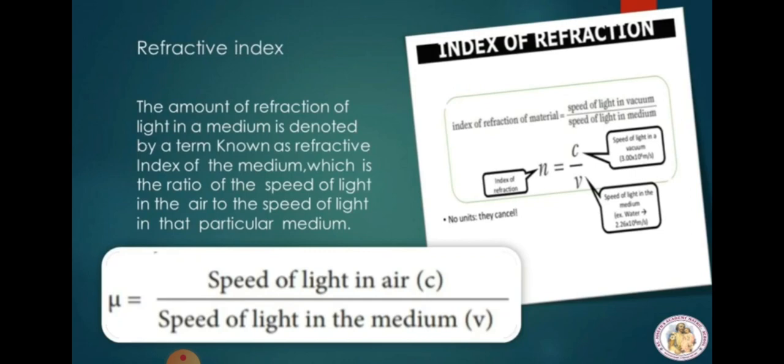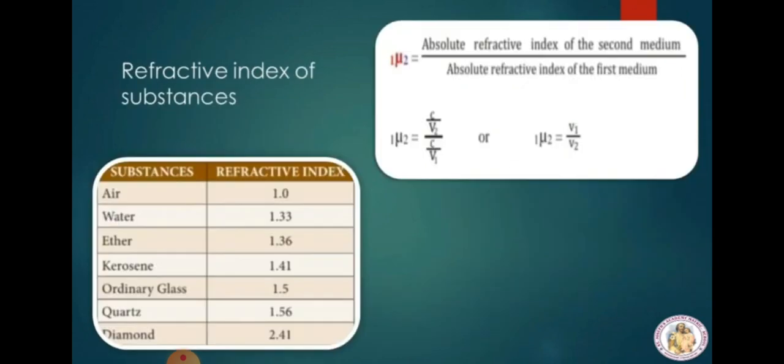So refractive index is a ratio of two similar quantities, that is speed, and so it has no unit. Since the speed of light in any medium is less than its speed in air, refractive index of any transparent medium is always greater than 1. Refractive indices of some common substances are given in the table. Let's see the table. The refractive index of air is 1.0 as we already know, and for water it is 1.33, for ether it is 1.36, for kerosene it is 1.41, for glass it is 1.5, for quartz it is 1.56, and for diamond it is 2.41.